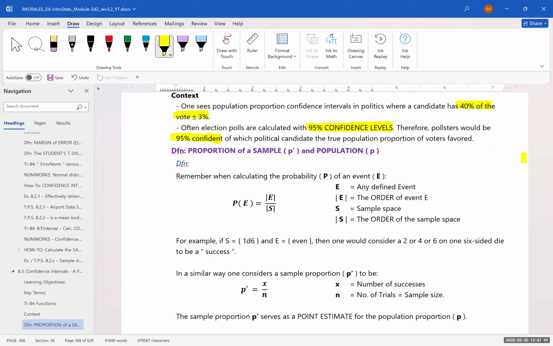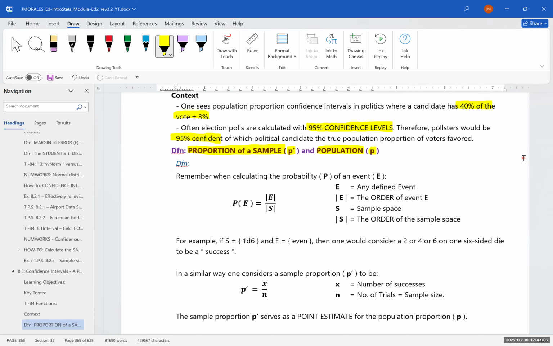What's the definition of the proportion of a sample? So we're going to use P prime to denote the proportion of a sample and just P, lowercase p, for the proportion of a population.